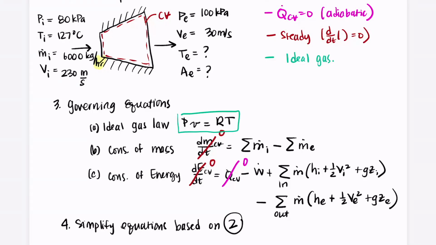One other thing that we want to keep track of here is that we have one inlet and one exit. It's not really an assumption, it's just a part of the problem. So we have one inlet and one exit, which means I can get rid of these summations, because it's a sum over one thing.